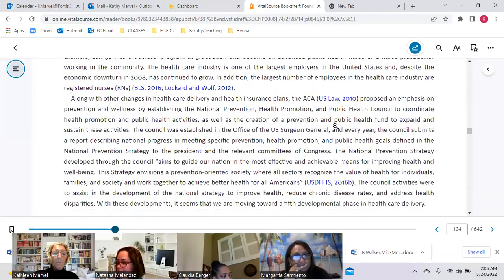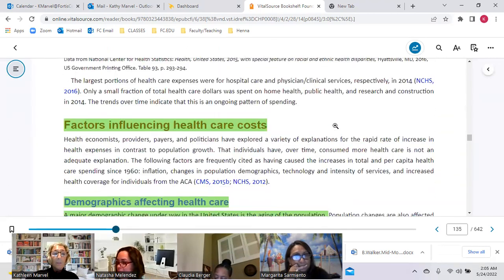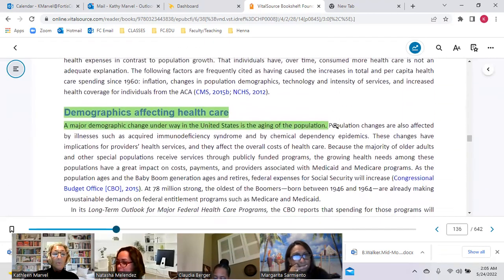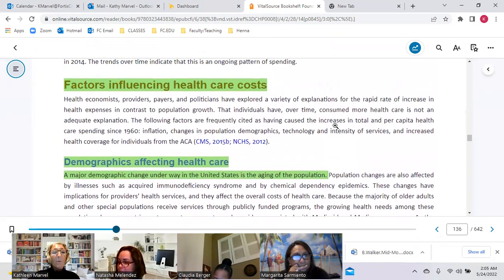I want to talk about the payment system. That's what I'm trying to get to. Okay, a couple of big factors influencing healthcare cost. One is demographics. We've talked about this before. One of the major demographic changes underway in this country is the aging population.